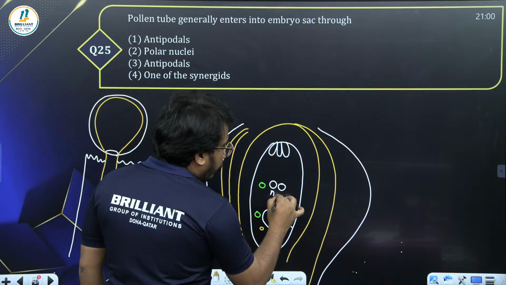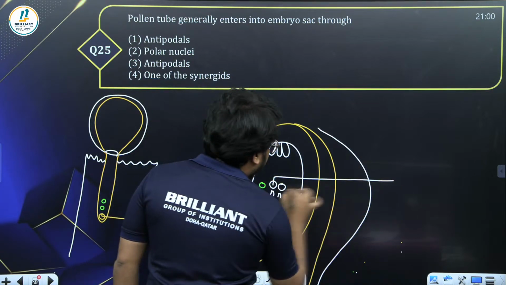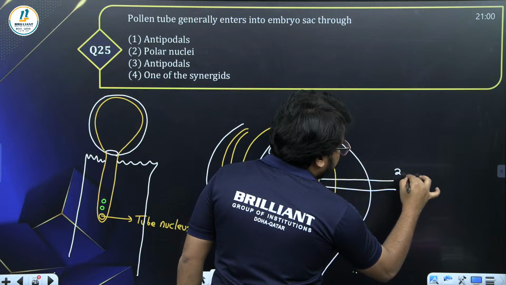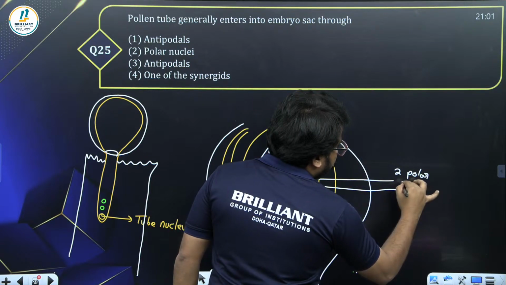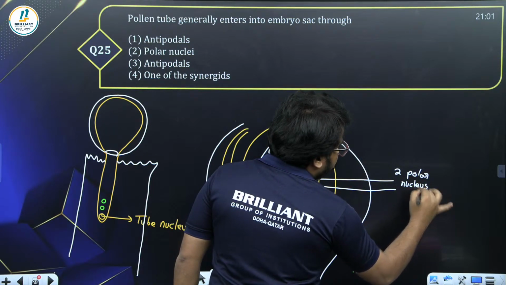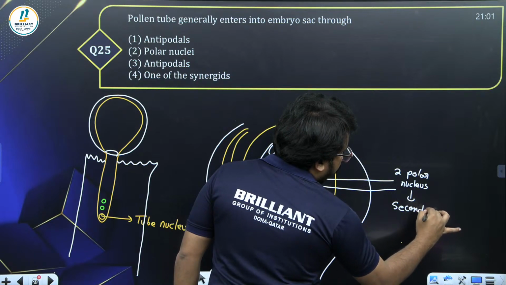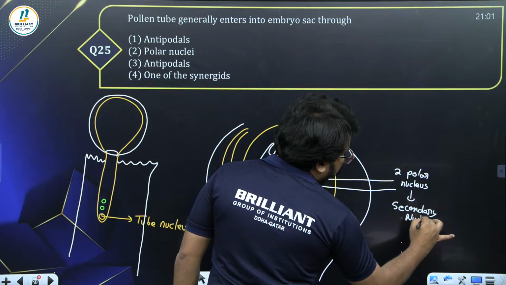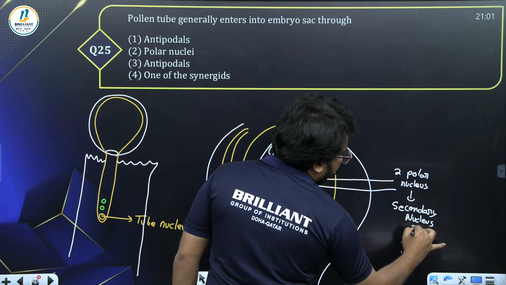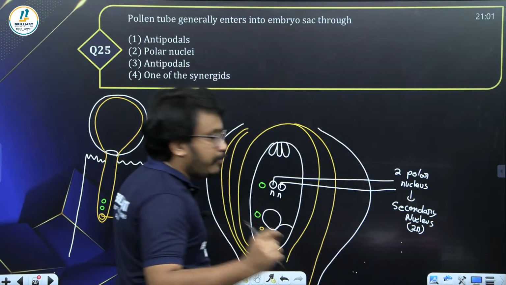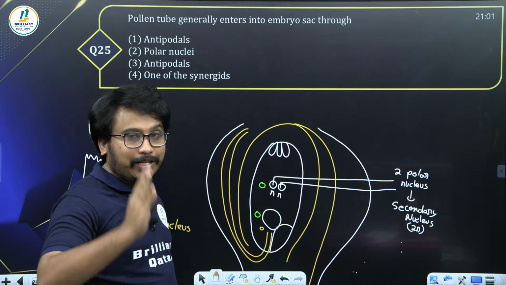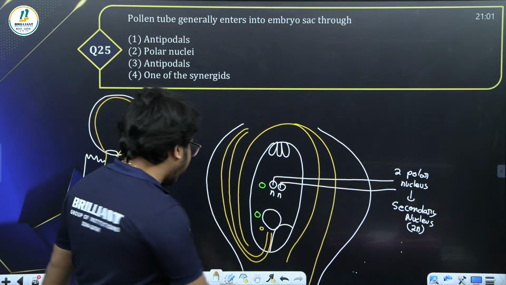So two haploid polar nuclei are there. These two haploid polar nuclei will fuse in order to form a secondary nucleus. Into the secondary nucleus only what is fusing? So the secondary nucleus is diploid. Don't think the polar nucleus is diploid. The polar nucleus is haploid. The secondary nucleus is diploid.